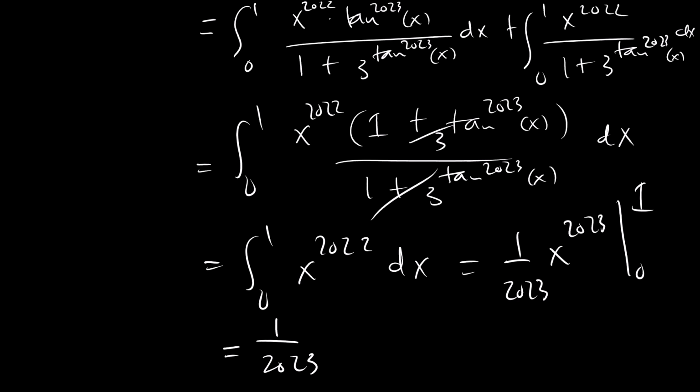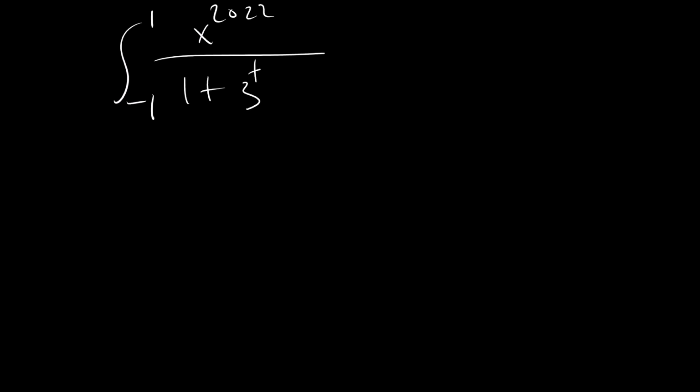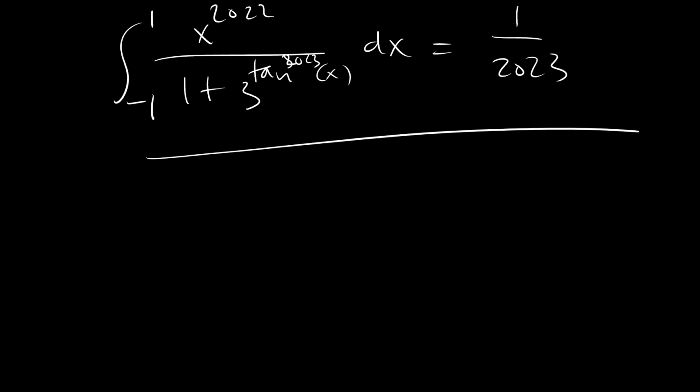And so our bigger problem, the integral from negative 1 to 1 of x to the power 2022 over 1 plus 3 to the power tangent to the power 2023 of x, is equal to 1 over 2023. This is the answer. Okay, so we move to the last problem. That's problem number 20.